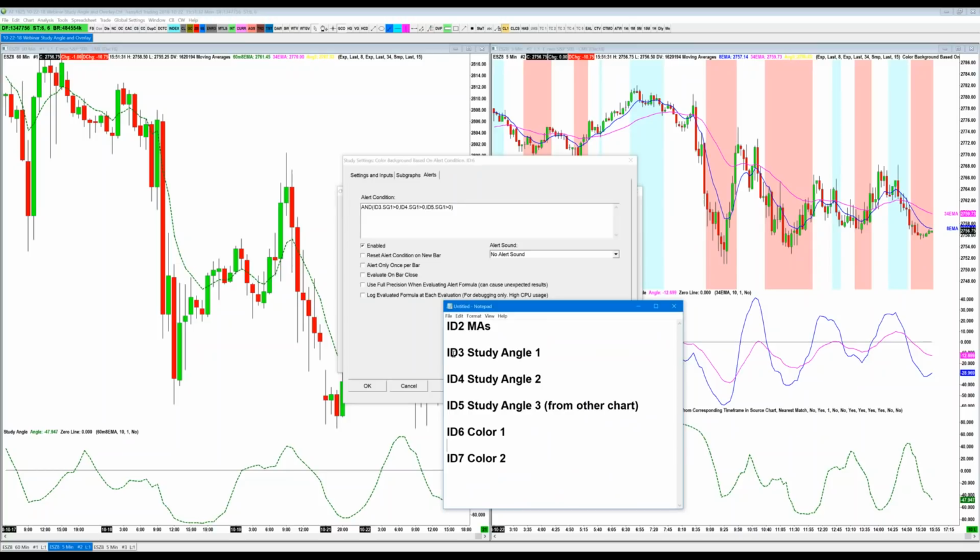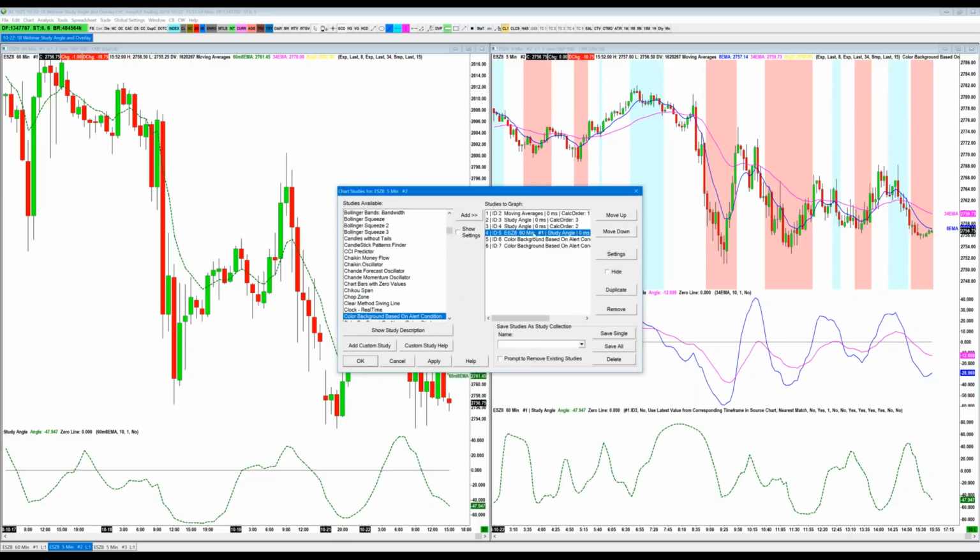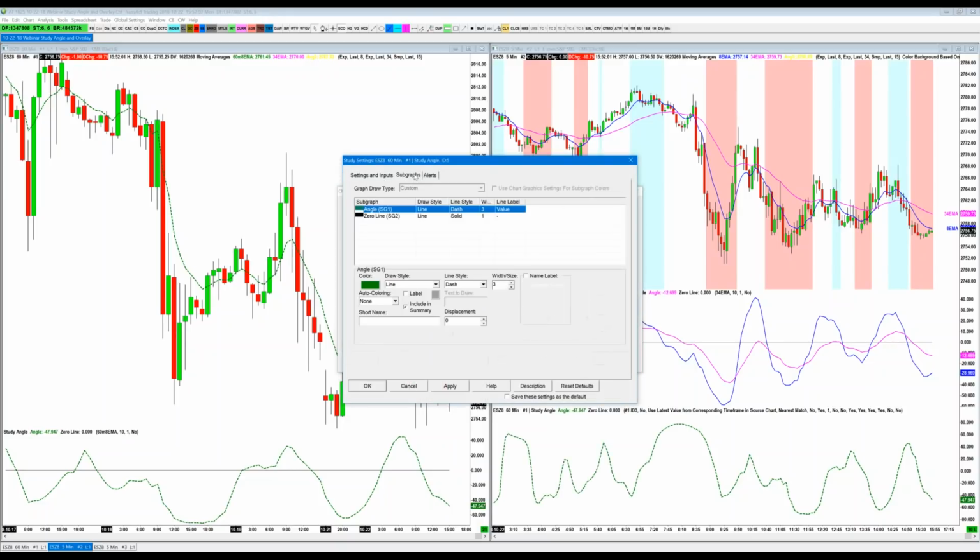So if you recall, the first study angle, which is the shorter one, was going to be ID3.SG1. That's how we refer to it. You can use ID:3 or ID3. You have to use something in there. I use the dot. So ID3.SG1, that's our study angle number 1. ID4.SG1, that's our study angle number 2. And then if you look at ID5, that's the overlay from the 60-minute, ID5 subgraph number 1.